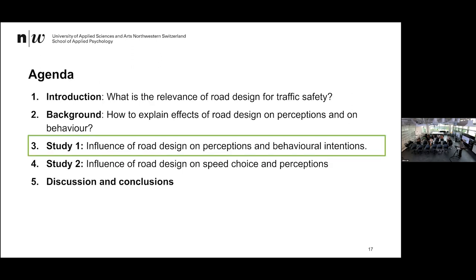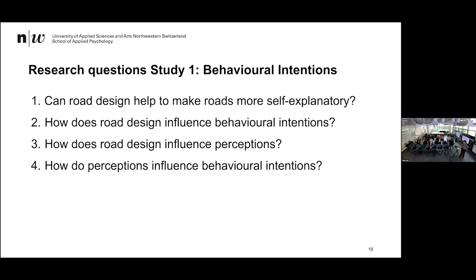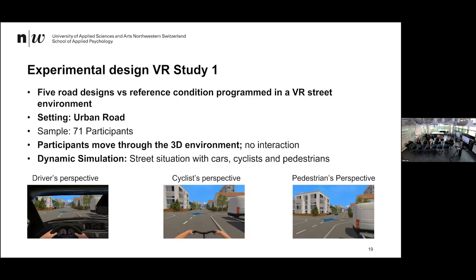Now let's have a look at the results we got from our studies. So most of these studies are studies where we used a virtual reality driving simulator. In this first study, we were more interested in looking at the different processes. It was the study that was observed in self-explaining roads. So we would like to understand which types of road designs might be self-explaining and what are the different psychological processes that lie behind this. So the perceptions, and we have different levels of behavioral intent. So in this study, we did not actually measure actual driver behavior, but intentions. So we asked people whether or how fast they would drive.